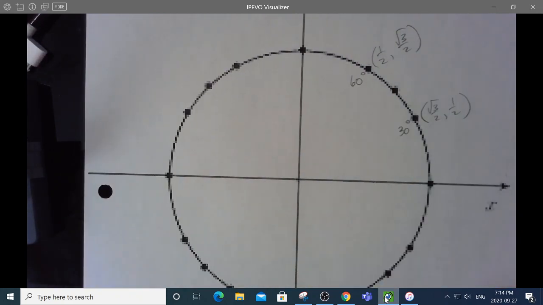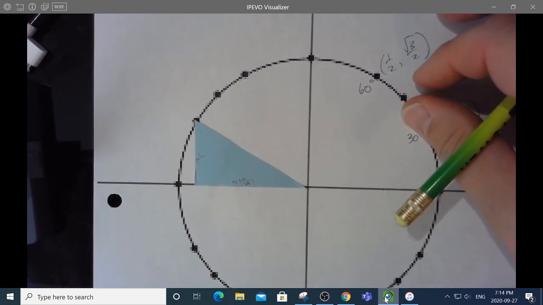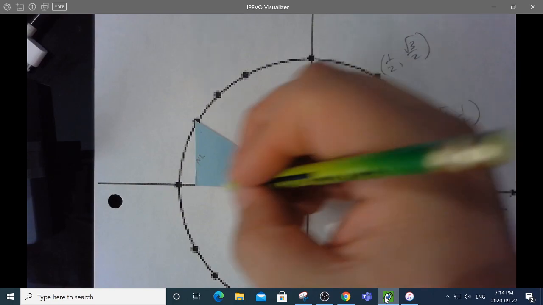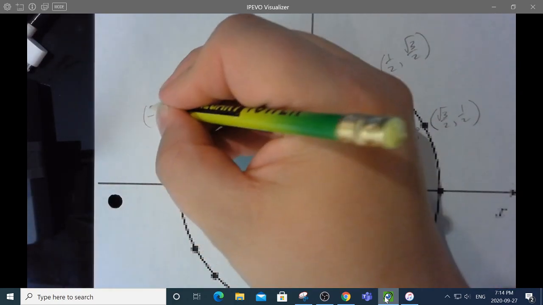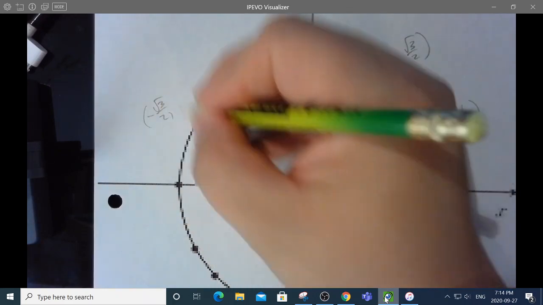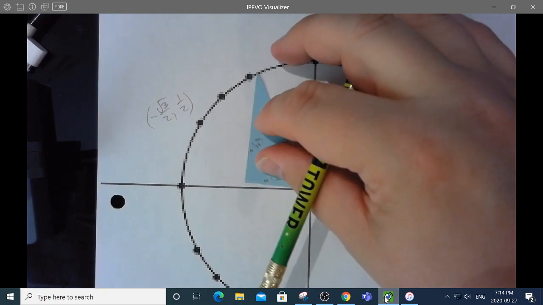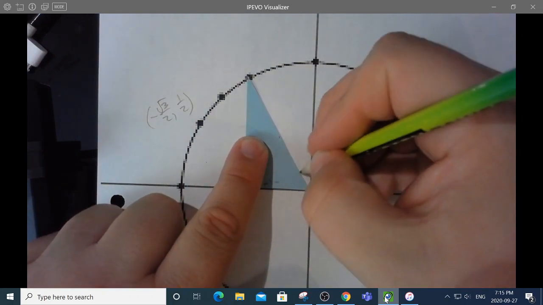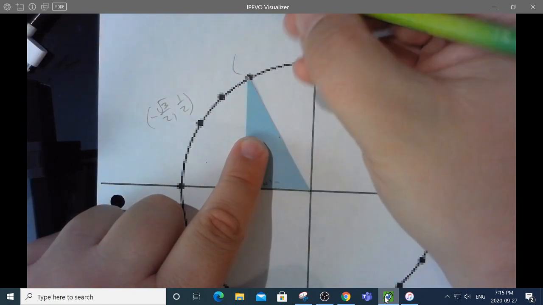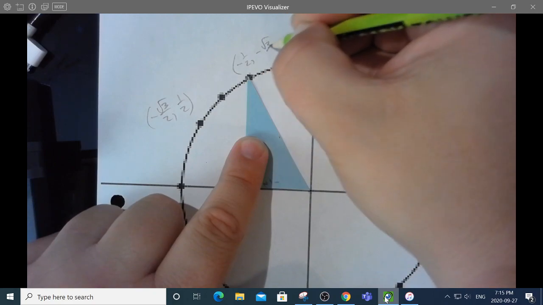So let's put the 30-degree triangle, or the 30-degree angle of the triangle right there. Okay, so what's the x coordinate? Now careful here, x is negative in this quadrant, so that's negative √3/2, positive 1/2. Let's put this here now for 60 degrees. So for the 60-degree reference angle, this is negative 1/2, negative √3/2.